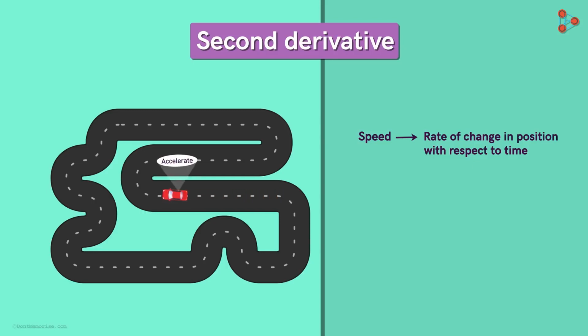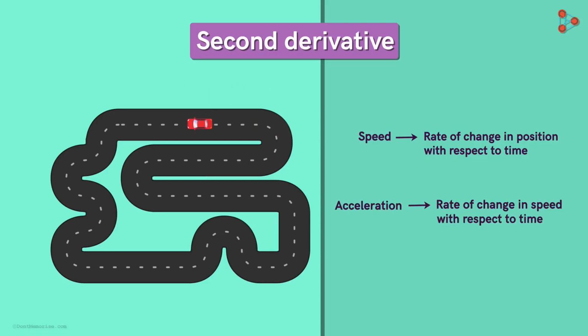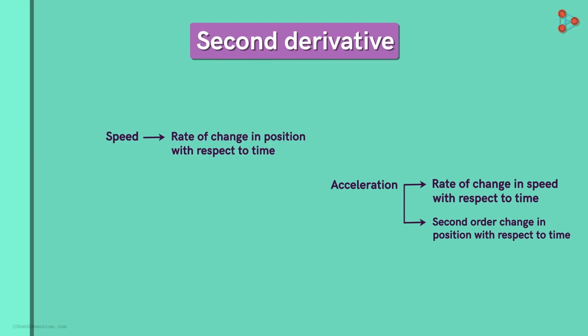We say that it accelerates. And when the object has to come to rest, its speed decreases, and we say that it decelerates. So, acceleration of an object is the rate of change in speed with respect to time. And we know that speed is the rate of change in position with respect to time. So, we see that acceleration tells us the second order change in the position of the object. Let's see what we mean by it.